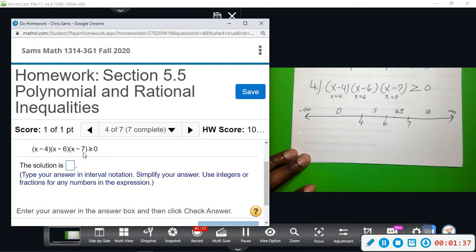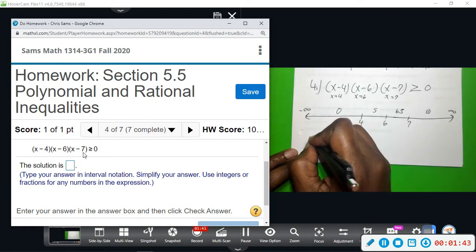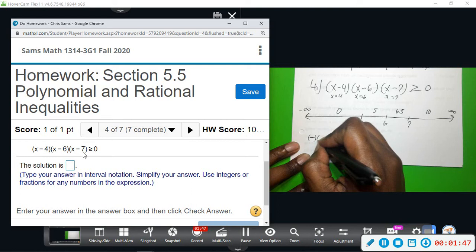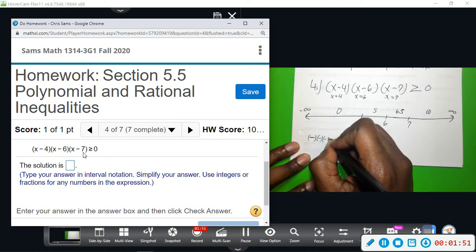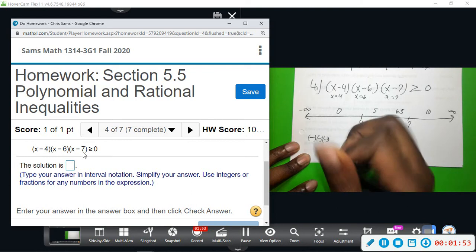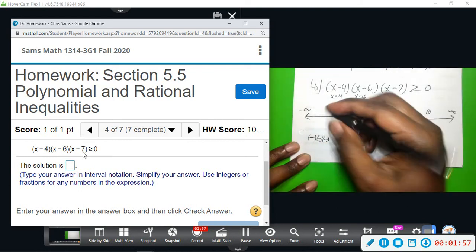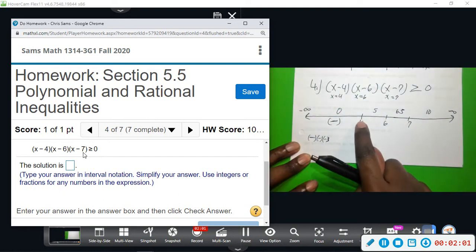We want to find the positive intervals. Alright, so if I plug in a 0, this will be negative. Plug in a 0, this will also be negative. Plug in a 0, this will also be negative. So we have 3 negatives. Negative times a negative is a positive, times a negative goes back negative. So this section is negative, from negative infinity to 4.